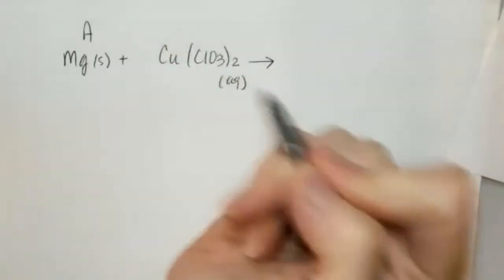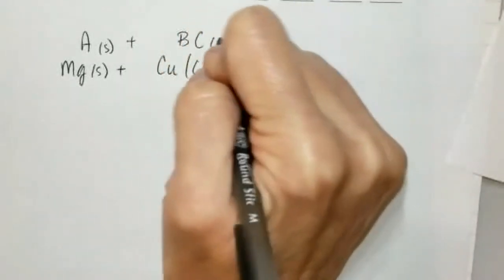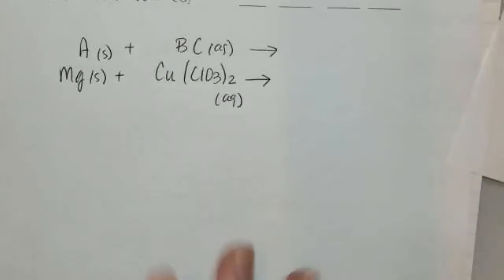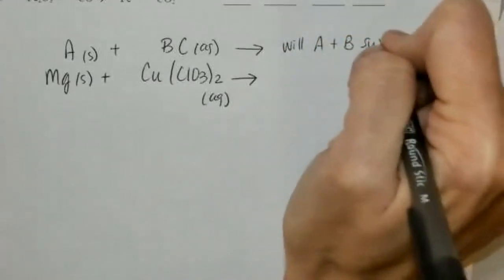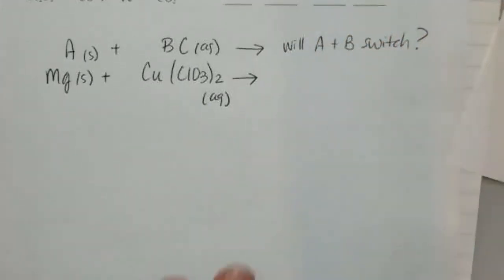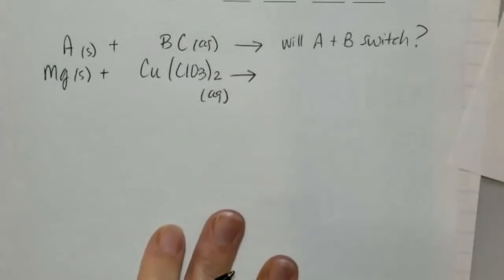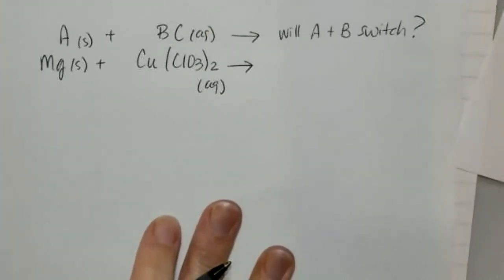You have a single metal. It's typically going to be solid because we don't get to play with mercury anymore. And then you've got an ionic compound dissolved in water. What you're looking at for single displacement is, will A and B switch places? Sometimes the answer is no, and you have no reaction. I'll show you that next.